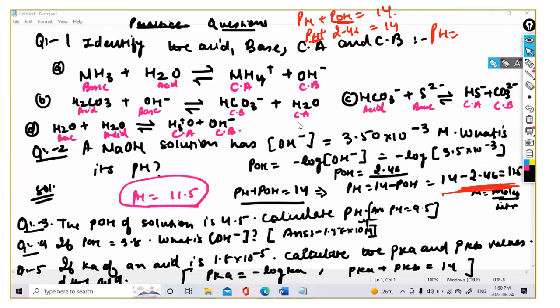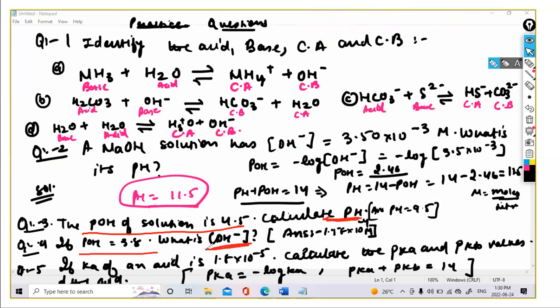Similarly, you have some more practice problems on pH. This is a pretty simple one here. The third one, pOH is given as 4.5. Find pH. So you will subtract it from 14. Similarly, pOH is given, what is the hydroxyl ion concentration? You can do that, and similarly, you have another problem here.